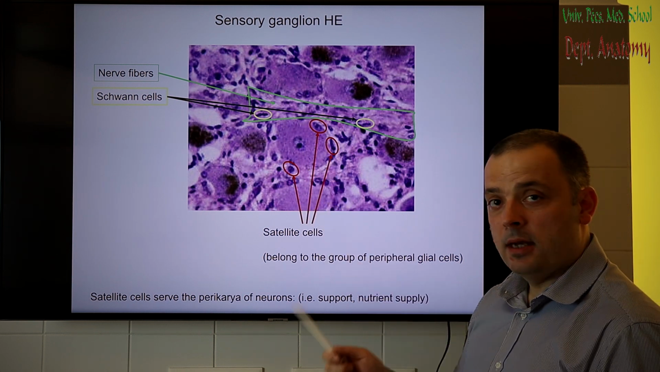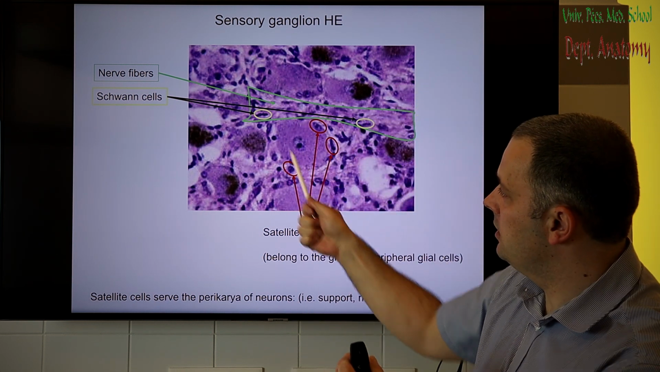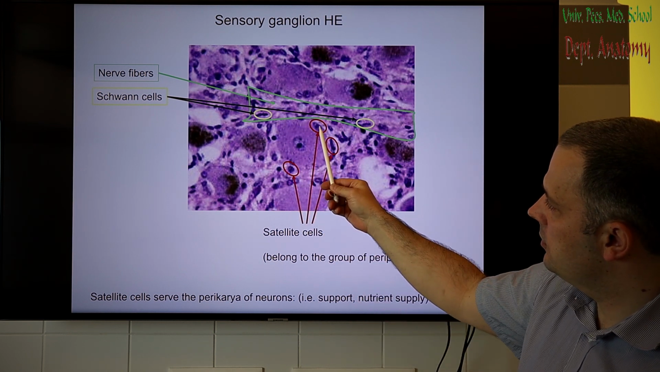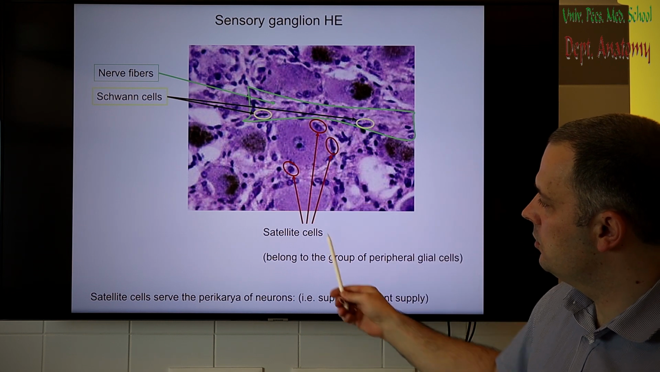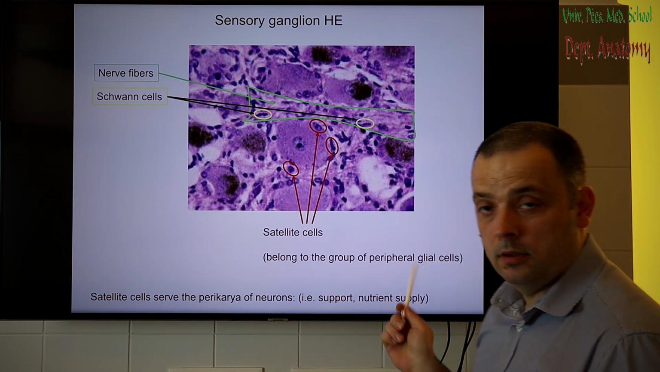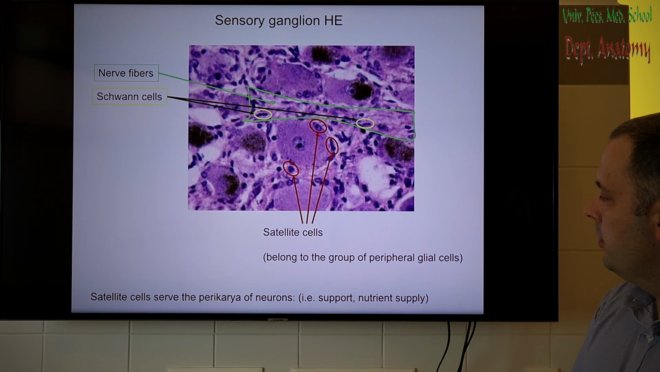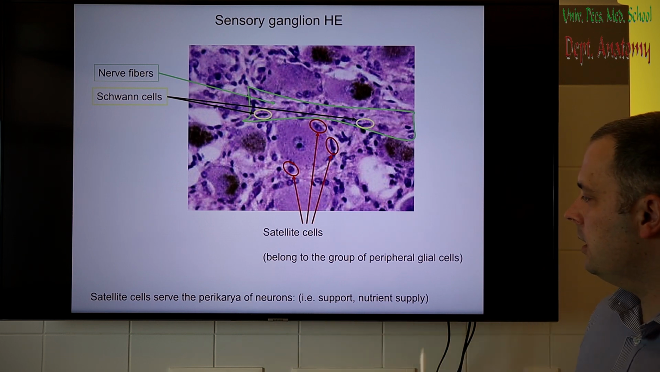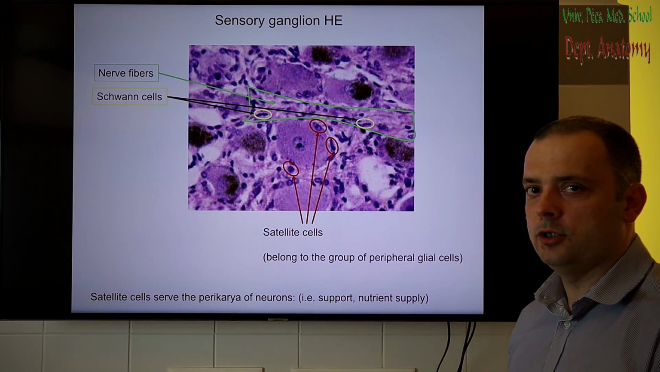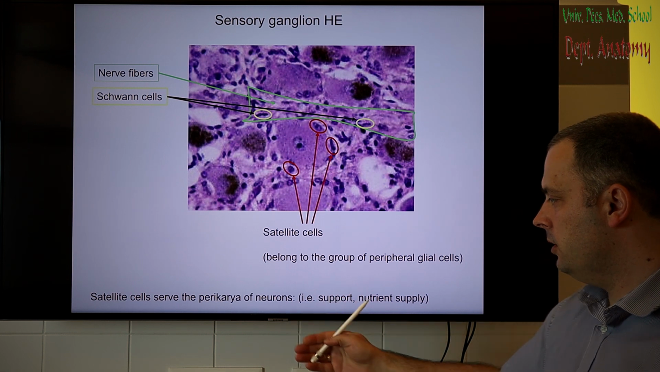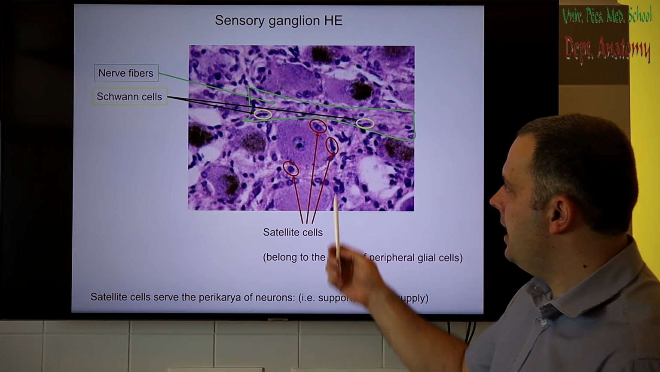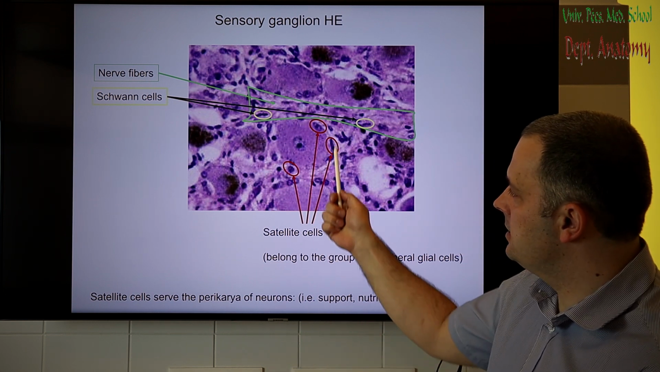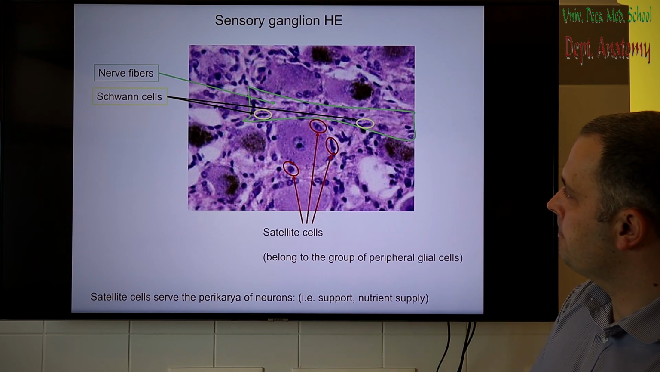Besides the neurons, as I mentioned earlier, the nervous tissue is composed not only of neurons but also of glial cells. And around the cell bodies of the neurons, one can observe the so-called satellite cells. They belong, as I mentioned earlier, to the group of the peripheral glial cells. And please note that they have a supportive function. Not only mechanically supportive, but they also have nutritive functions. So they serve the neurons in many aspects. They protect them, they feed them, they surround them.